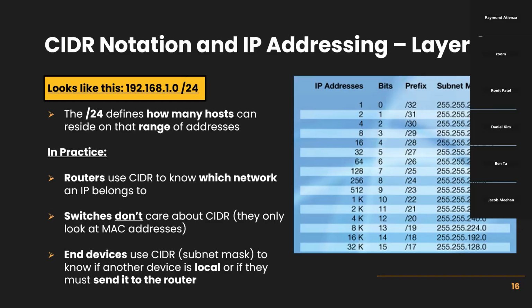Routers use CIDR to know which network an IP address belongs to, but switches don't really care about CIDR because they don't use IP addresses; they use MAC addresses to talk to one another. So the CIDR stuff is mainly in terms of routers, and end devices also use CIDR to know if a device is local. If it's not in this range, the device must send it to a router, and then the router has to make the decisions of what protocol to use and how to send it.